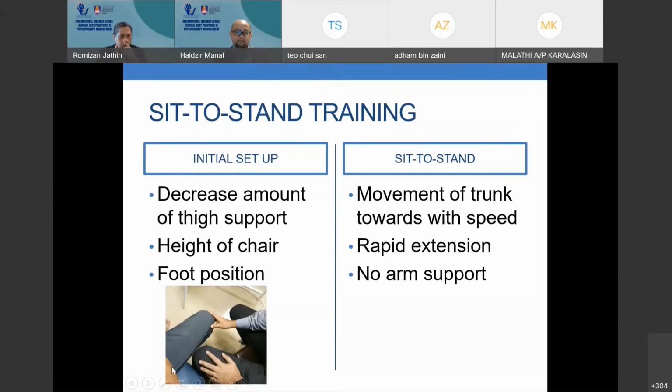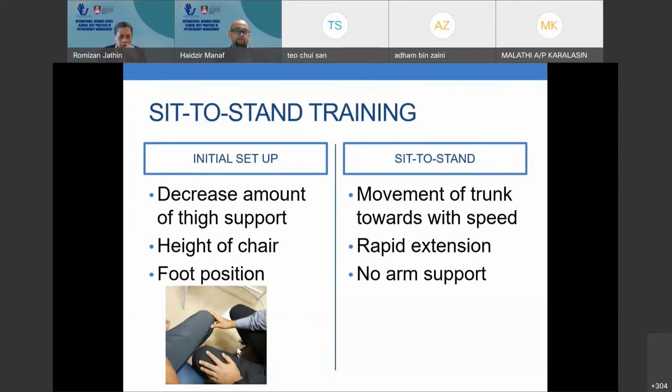I can break it up into 4 sections, for example one quarter, half, three quarters, and full support. You can start with a high amount of thigh support during early sit to stand training. Later on you can progress by decreasing the amount of thigh support. This is an example of about 25% thigh support.